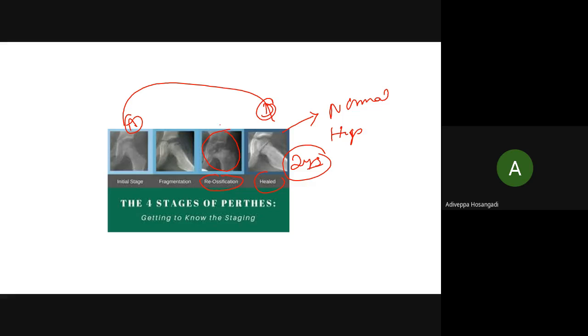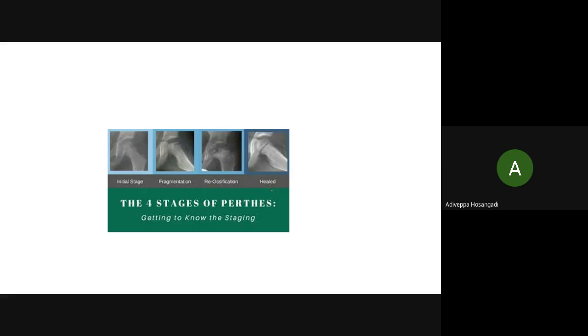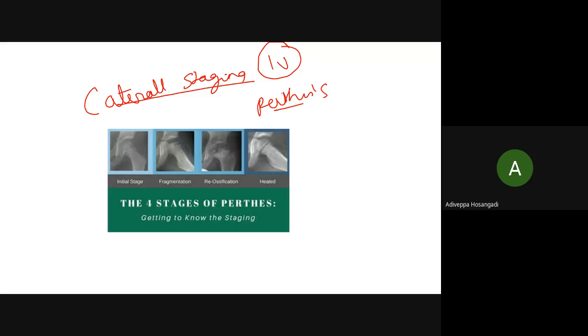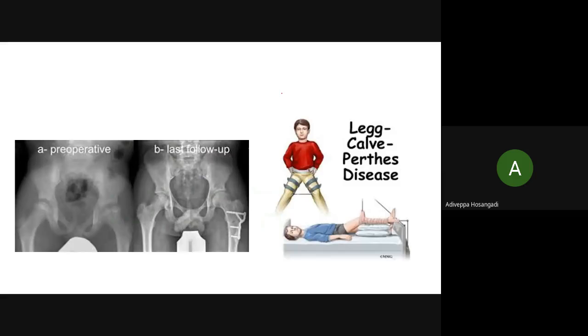The disease heals on its own, but you have to keep the femoral head in the acetabulum for 2 years. This is called catarrhal staging. Please remember, catarrhal staging is with respect to Perthes. There are 4 types, but we will not go into the detail. It's not needed.